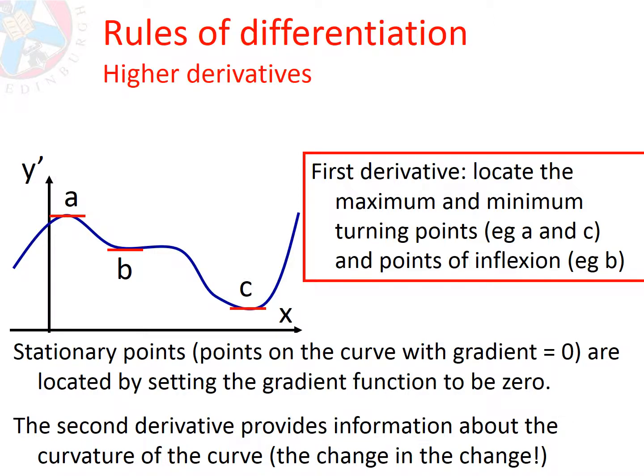And at this point here, we can see we've got a negative gradient. So that means we've got a frowny face, because the gradient is getting less and less positive each time. Whereas at this point here, the gradient is increasing as you go through the stationary point. So by doing the next derivative, that tells you what kind of stationary point it is.